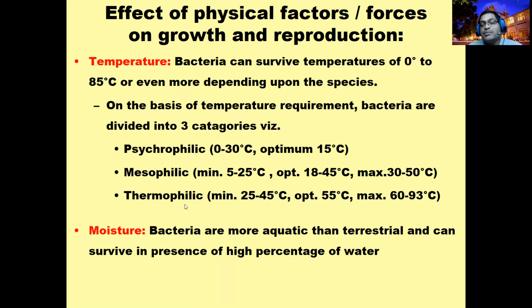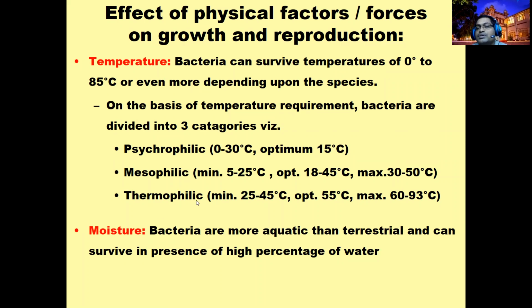A thermophilic example is Methanococcus. It can survive in high temperature conditions. Right, so these thermophilic bacteria can survive at 60 to 93 degrees Celsius. In this third process of organic matter decomposition, these bacteria will work. The minimum temperature of these bacteria may be 25, and the optimum may be 55 degrees Celsius. So temperature is an indispensable factor for the survival, growth and reproduction of these bacteria.